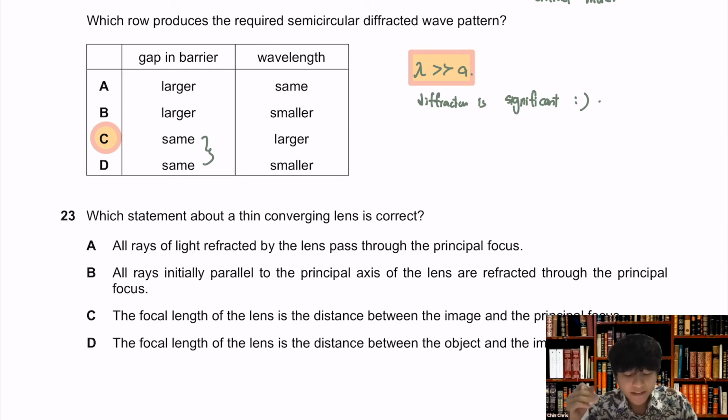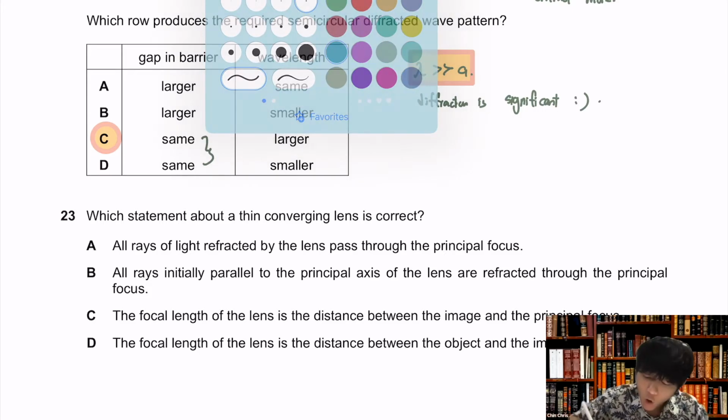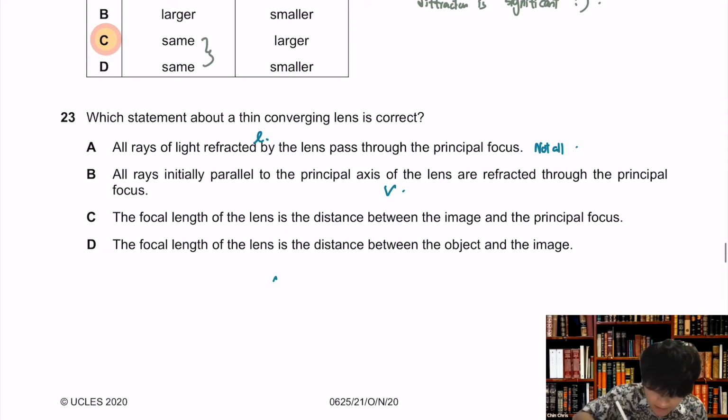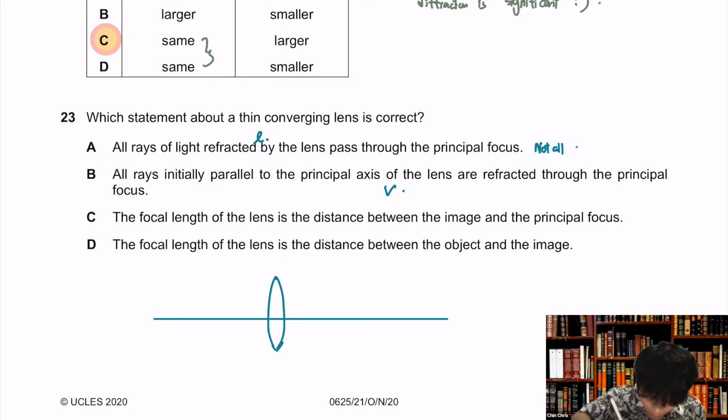Which statement about a thin converging lens is correct? For a thin converging lens, all rays of light refracted by the lens pass through the principal focus. No, not all. So this statement is not quite right. All rays initially parallel to the principal axis are refracted through the principal focus. Yes, it's right, because let's say I have a lens, and this is my principal focus. If you have a ray coming through parallel, it will refract towards the focus.